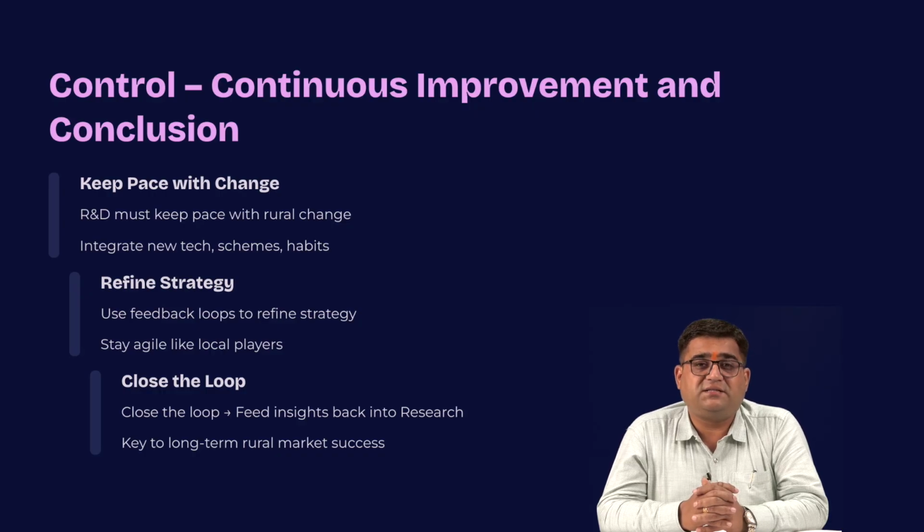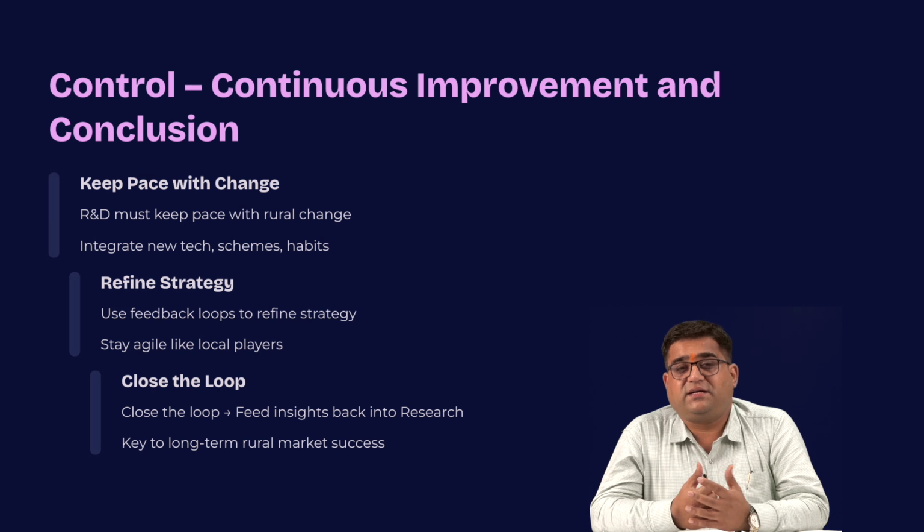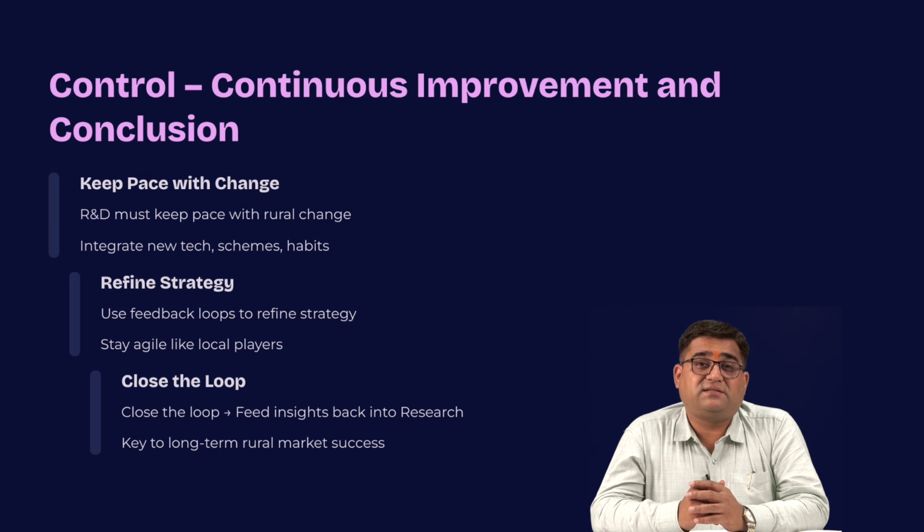Finally, a crucial aspect of control is fostering research and development and continuous improvement. Control is not just about overseeing current operations, it's about continuously seeking ways to enhance them. The rural context is constantly changing. Improvements in infrastructure, rising mobile connectivity, and increasing literacy levels are reshaping rural marketing landscapes year after year. Companies must ensure their research and development efforts and communication strategies remain current and relevant to those evolving rural markets.